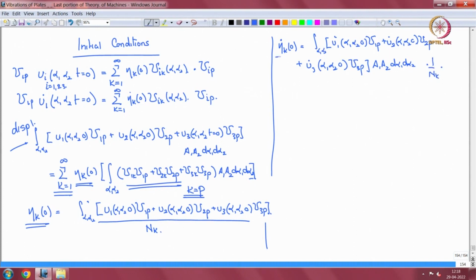So now I have my initial conditions for the eta k ODE, okay, and so eta k of t can be solved, eta k is solved. Then what happens? My ui, which was the sum over k of eta k uik alpha 1 alpha 2, is solved. Okay, that is the procedure.